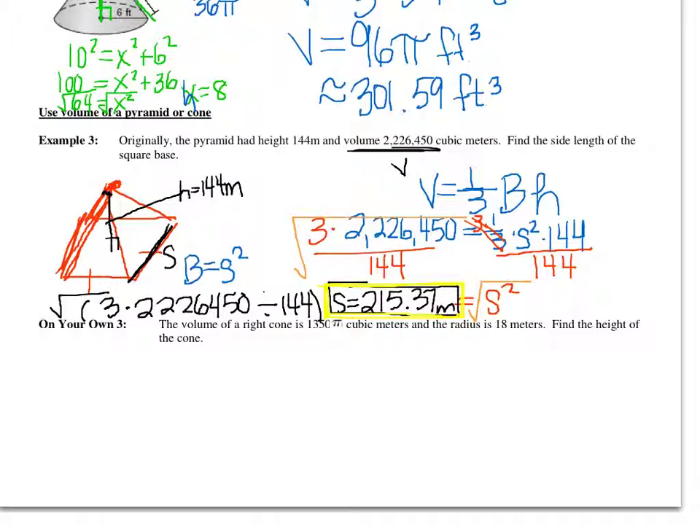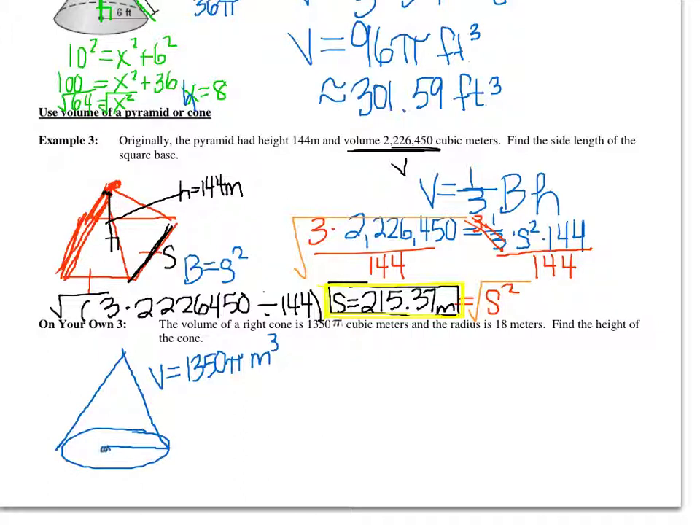It says the volume of a right cone is 1,350 pi cubic meters, and the radius is 18 meters. Find the height of the cone. So let's draw a picture. I'm going to draw my cone in here. There's my cone. I know my volume is 1,350 pi cubic meters. My radius of my cone, which would be like this, is 18 meters. Find the height. So I need to find this. I need to find my height right there.